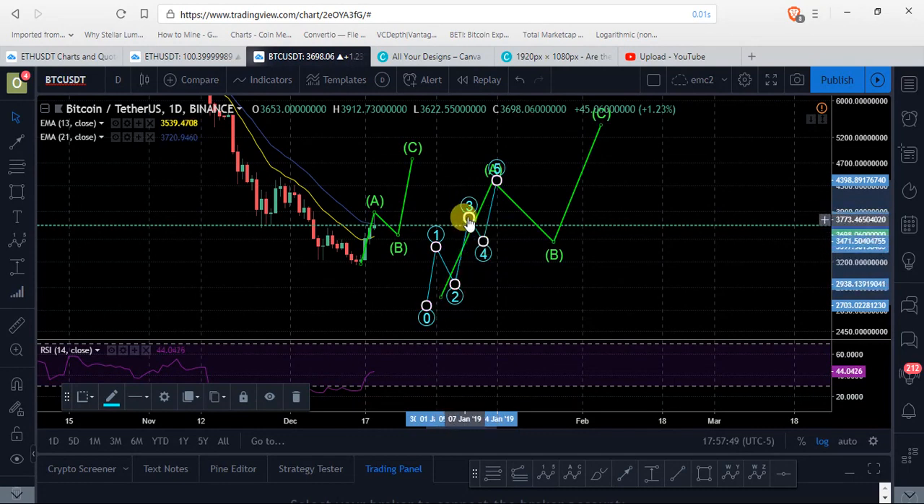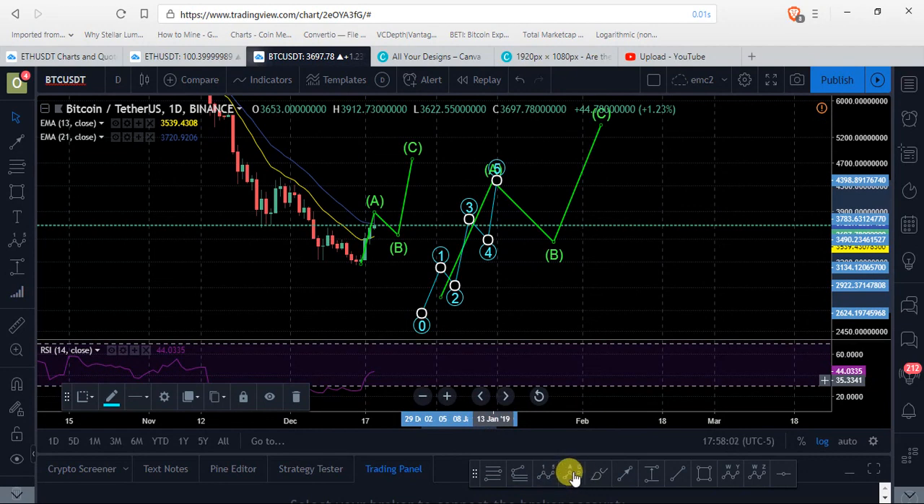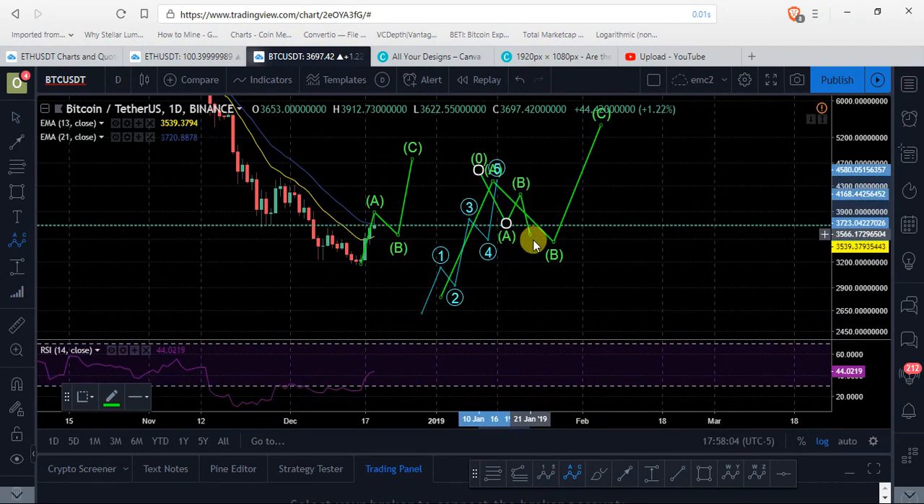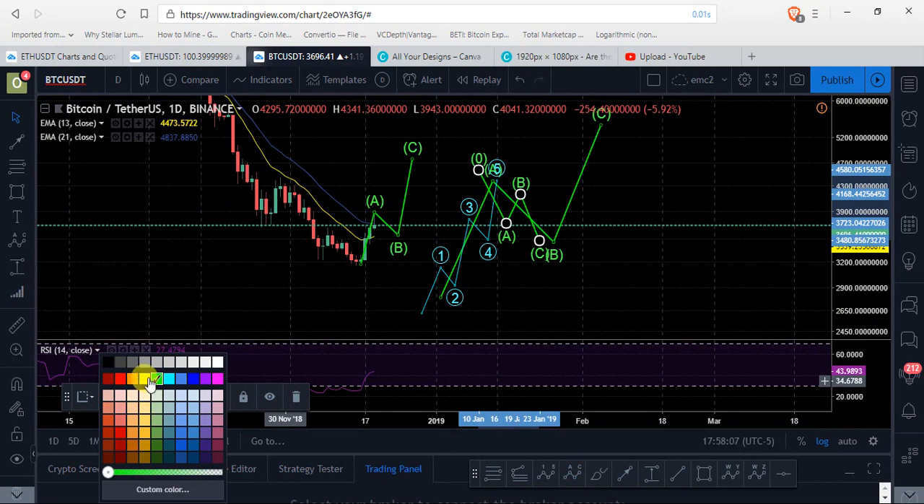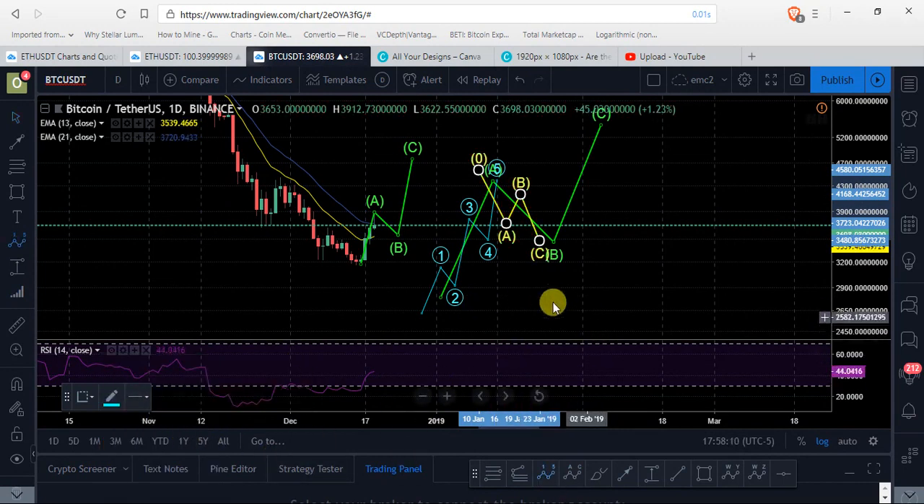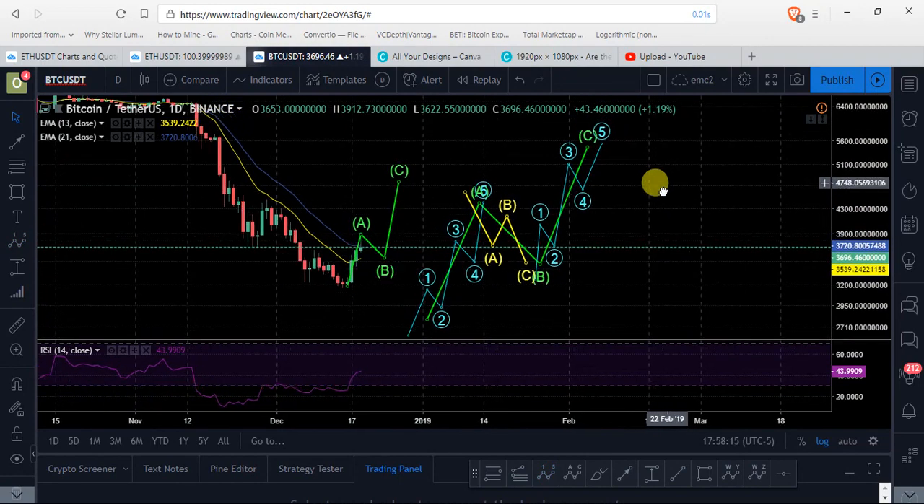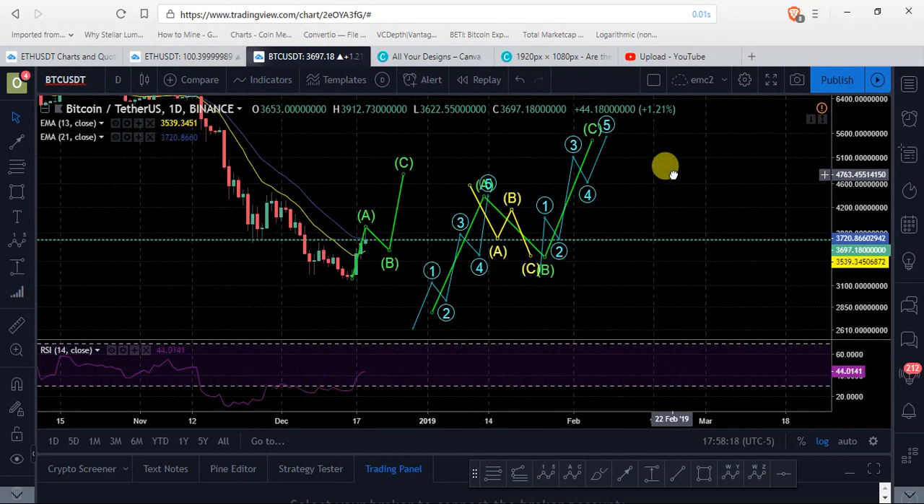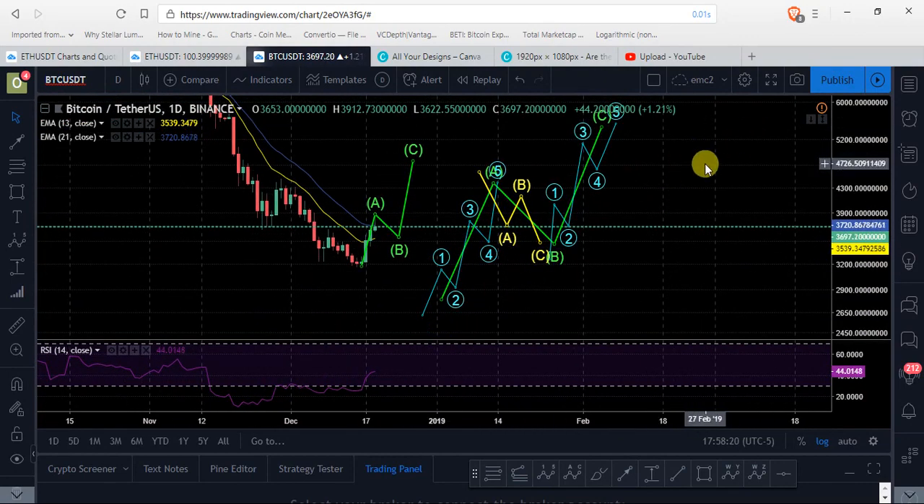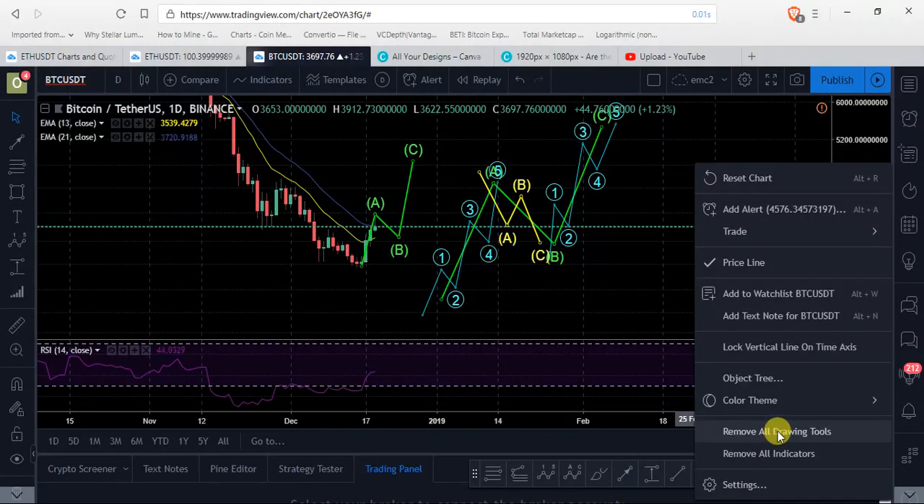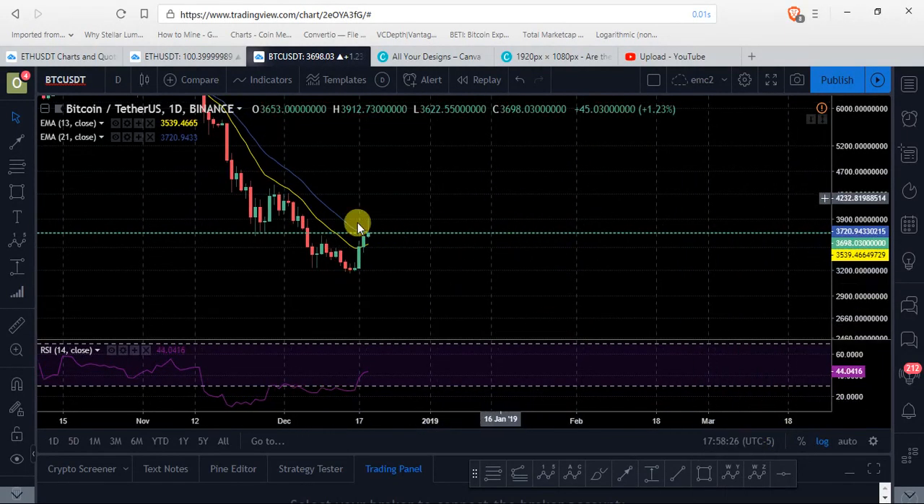It's not proportional, but it doesn't have to be proportional. You just want your third wave to be most of the time the longest, right? And then your first and fifth wave, you want them to be equal, right? And then you got an ABC correction, followed by another 1, 2, 3, 4, 5, right? This is the type of setup you're going to get with a pullback, right? So that's very probable, right? So that's what we're expecting in the bigger time frame.